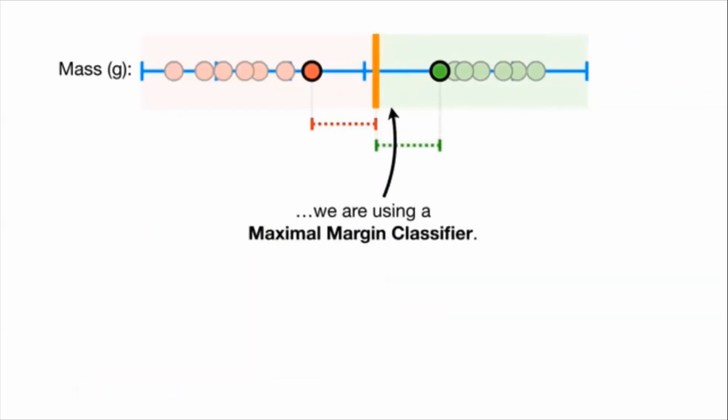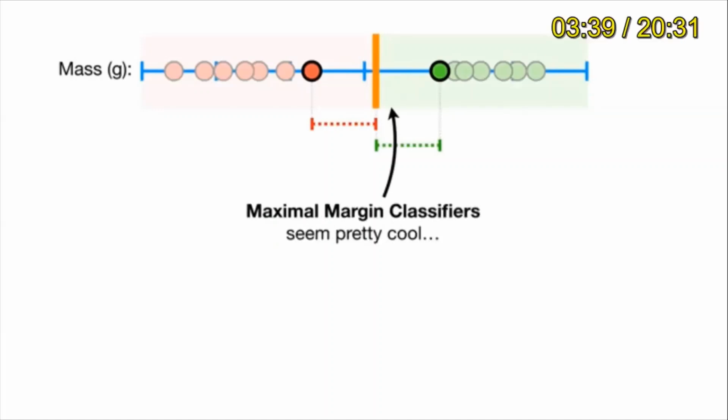In this case, we take the edge points, find the maximum margin, and classify the points in between. That's what we call a maximum margin classifier. Okay, that is what a maximum margin classifier is.